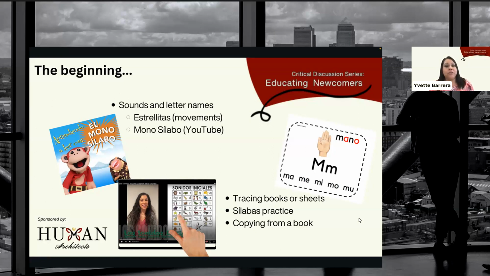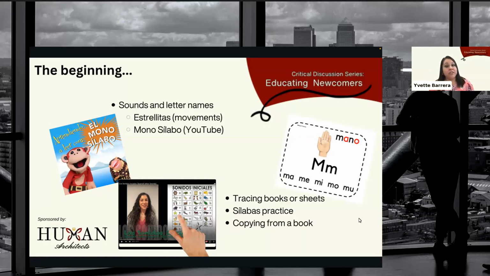Another resource that I used is also through YouTube, and he is called El Monosílabo. Once the students have mastered letter sound and letter name, then they start focusing on building the syllables. So for example, ma, me, mi, mo, mu, pa, pe, pi, po, pu. This Monosílabo has a channel and he breaks up his videos by the syllables. There's one video for ma, me, mi, mo, mu. There's one video for pa, pe, pi, po, pu. There's one video for sa, se, si, so, su. So it's broken down, and I like to use Monosílabo.